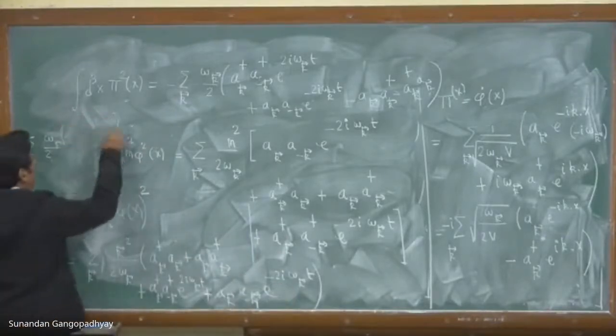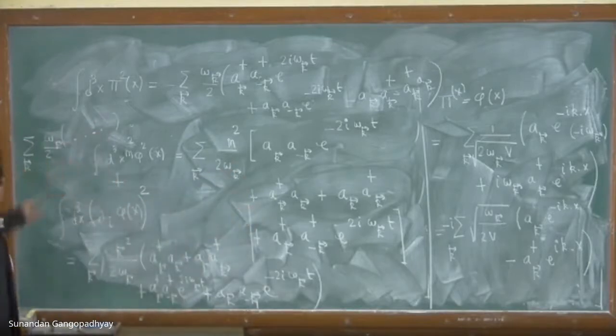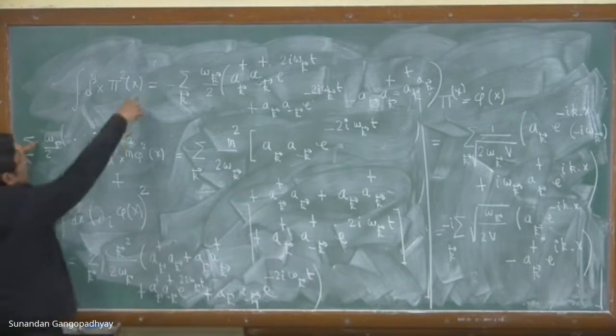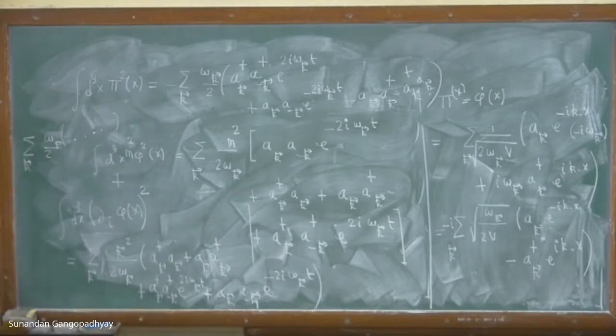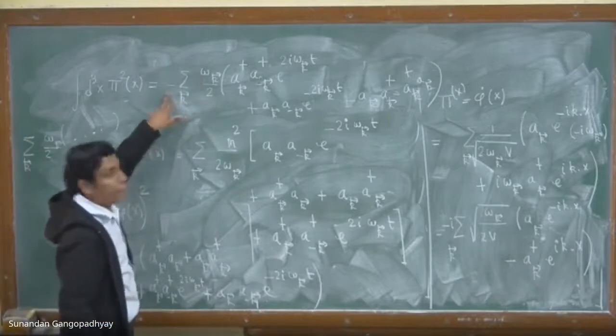Whatever you have over here, this full thing. Now this term will be added with this term, with pi square. And let us see what happens now. You have omega k by 2, but with a minus sign.